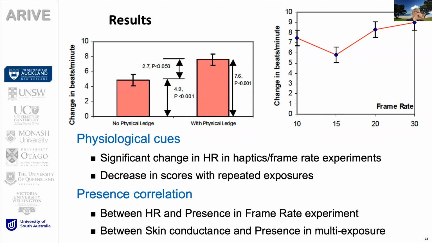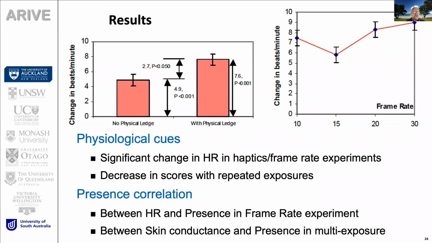You can see the bar chart there shows the change in heart rate in beats per minute when people are using the physical ledge versus no physical ledge, so the heart rate went up. It also shows on the right the change in beats per minute with the frame rate. So again, the heart rate went up as well. There was a significant change in heart rate in the haptics and frame rate experiments. With repeated exposure, there was a decrease across all the scores. The presence survey scores and the physiological scores all decreased, which is not surprising.